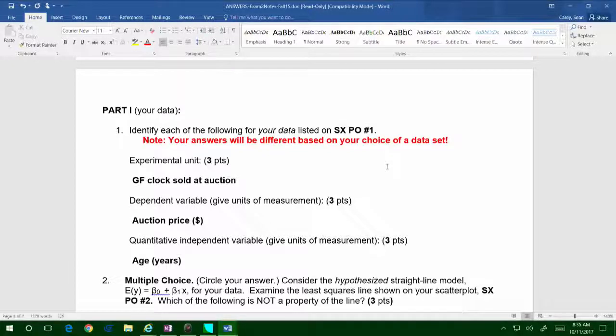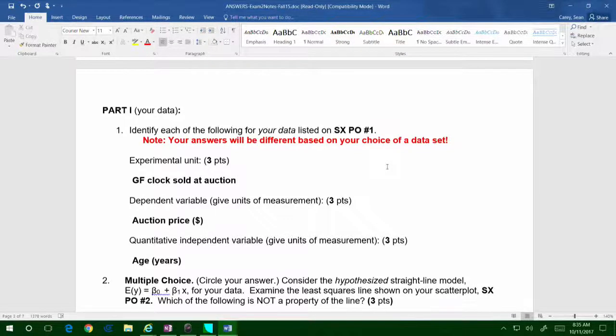Well, I'm looking at mine. Okay, I've collected data on, I forget how many grandfather clocks there were. I think 32. 32 grandfather clocks sold at auction. So my experimental unit is a grandfather clock sold at auction. Again, you can figure that out based on what the sample represents. I've got a sample of 32 clocks sold at auction. Therefore, the clock that's sold at an auction is the experimental unit.